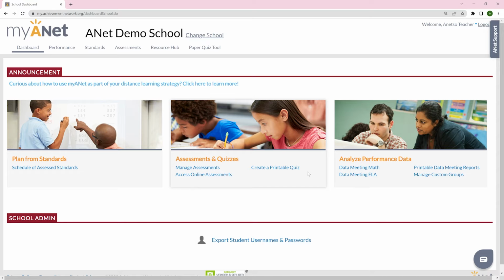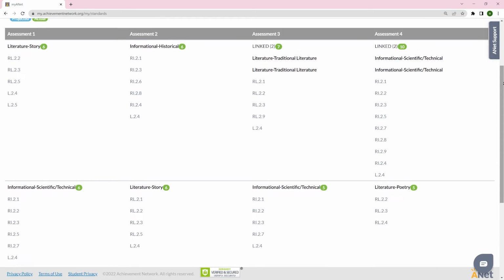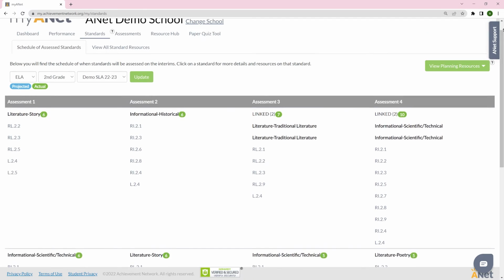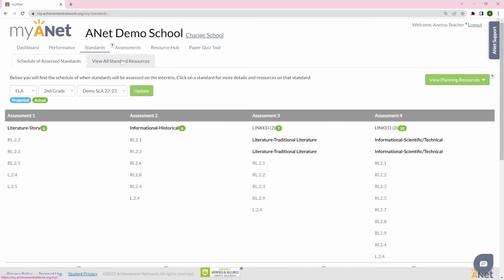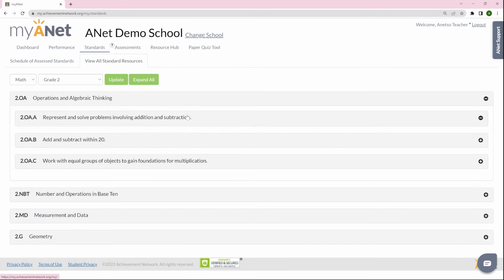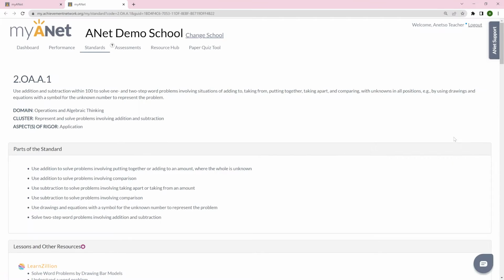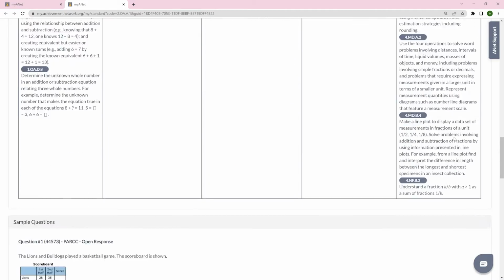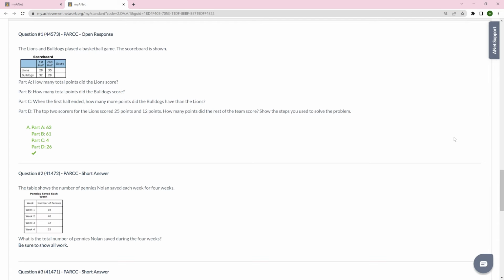Leaders and teachers alike can view their school's schedule of assessed standards here, allowing for strategic backwards planning. Here you'll see an unpacking of each standard and sample questions from high-quality sources to give you a feel for what students will be asked to do on a summative test.